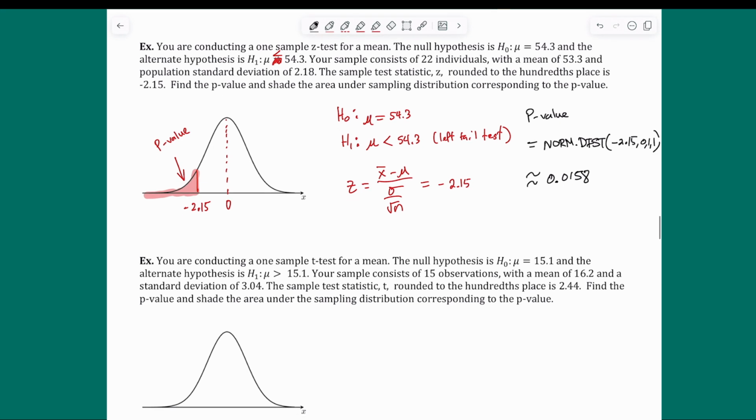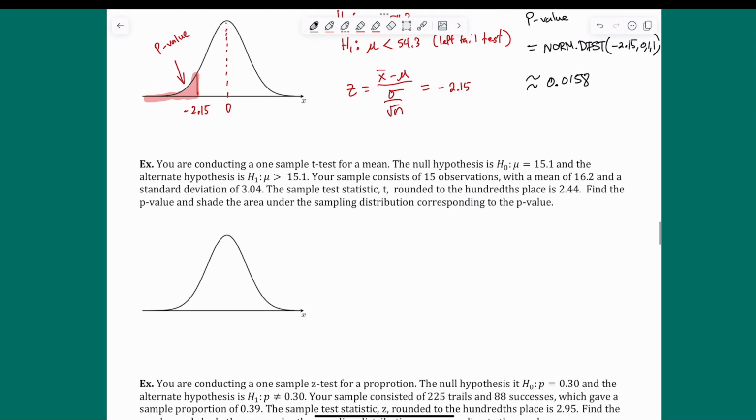Let's look at another example. You are conducting a 1-sample t-test for a mean. The null hypothesis, H0 (H naught), is the mean equals 15.1, and the alternate hypothesis is the mean is greater than 15.1. Your sample consists of 15 observations with a mean of 16.2 and a standard deviation of 3.04. The sample test statistic t, rounded to the hundredths place, is 2.44. Find the p-value and shade the area under the sampling distribution corresponding to the p-value.